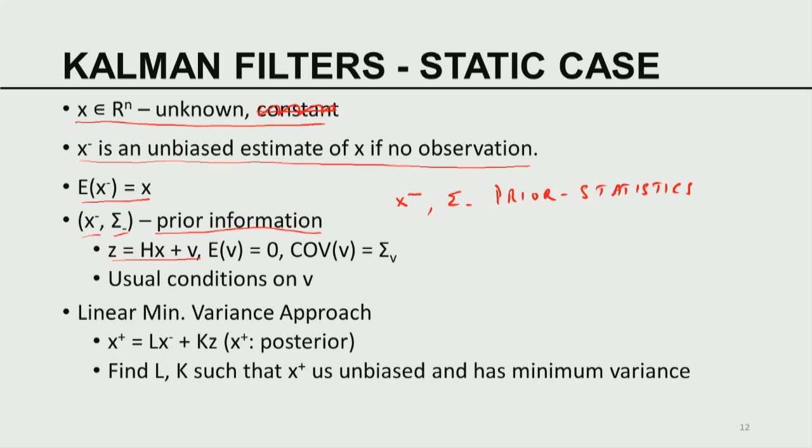So I'm given the observation. Again, you have the standard assumptions. The usual conditions on V hold good, namely x and V are uncorrelated. Now the linear minimum variance approach. I'm going to talk about a posterior estimate x plus. The posterior estimate is a linear function of the prior and a linear function of the observation, where L is a matrix and K is a matrix. X plus is the posterior estimate. I'm given two pieces of information, x minus and z, and I would like to combine them to get x plus.